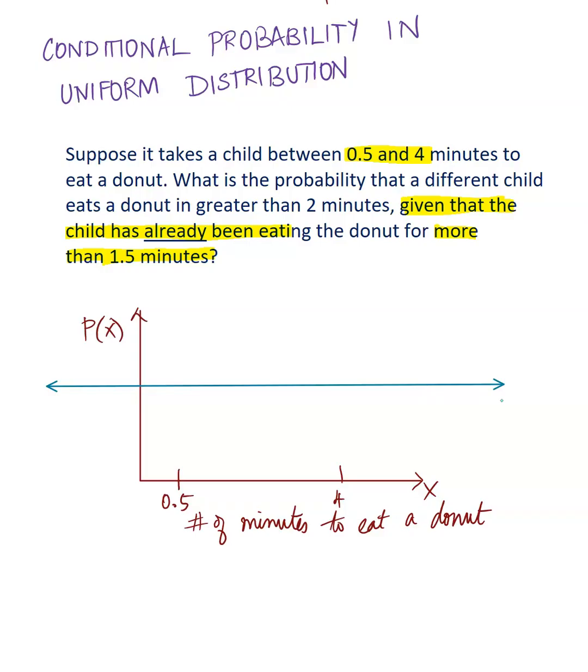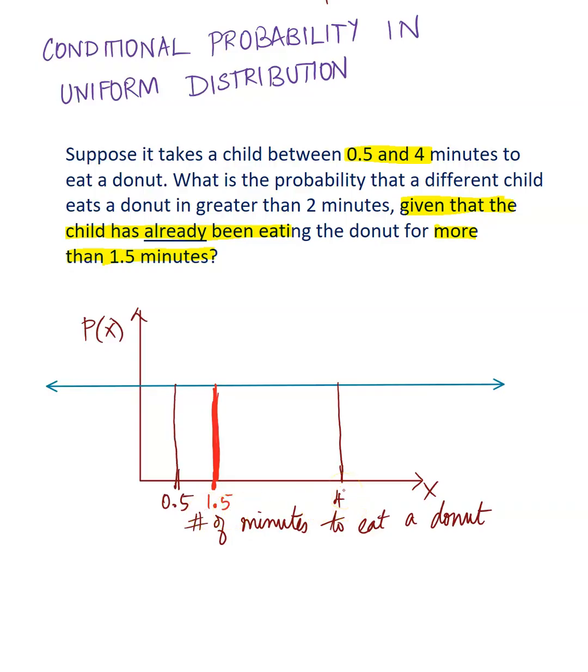Now, when we try to calculate the function, the line, let me just draw this, even though it's kind of starting from 0.5 to 4, because of the condition, you want to see that the condition has to be marked first. So what is the probability that a different child eats a donut in greater than 2 minutes, given that it started eating more than 1.5 minutes? Okay, so for 1.5 minutes, the child has already been eating. So this is, say, 1.5 minutes. So your new distribution actually starts from this red mark, 1.5. I'm making it super dark. Okay, so it is from 1.5 to 4 that you're interested in.